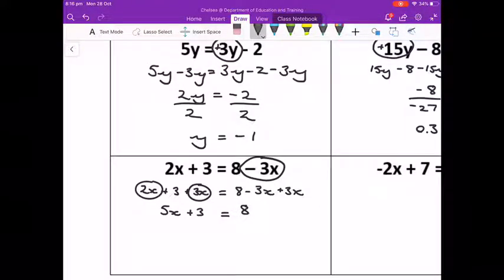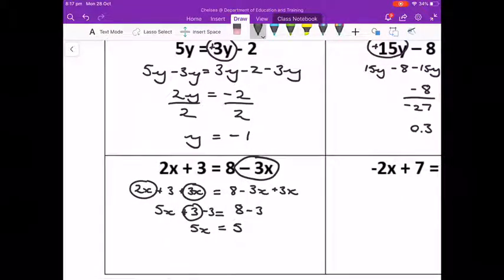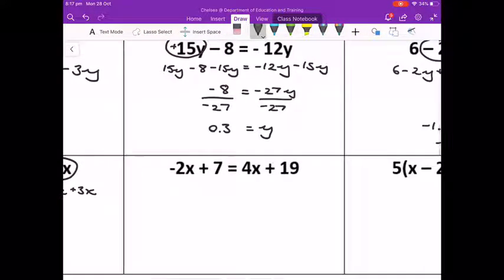Now I'm going to get that plus 3 and take 3 from both sides. 3 take 3 is 0. Therefore 5x equals 5. Dividing by 5, because remember we only want 1x, and that equals 1. Let's look at the next one.